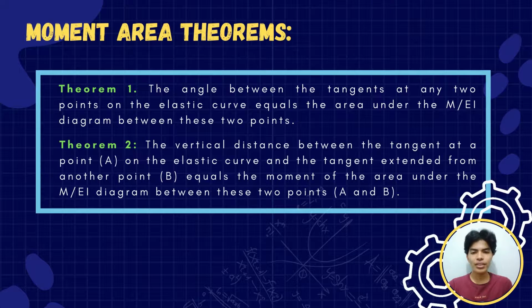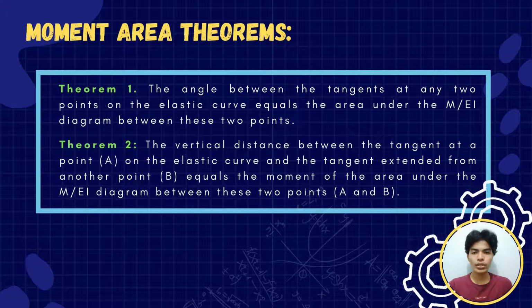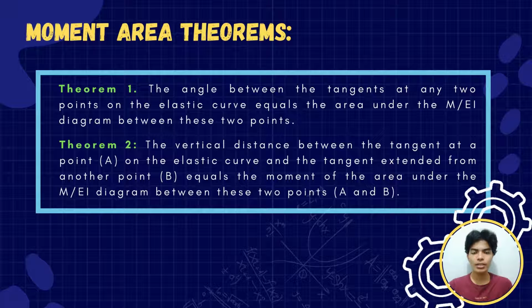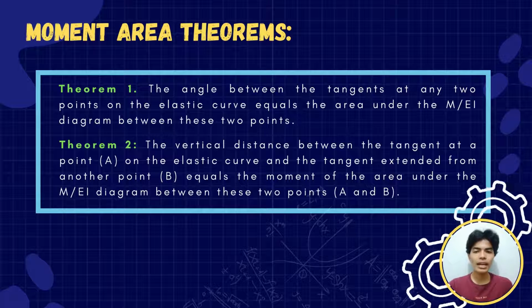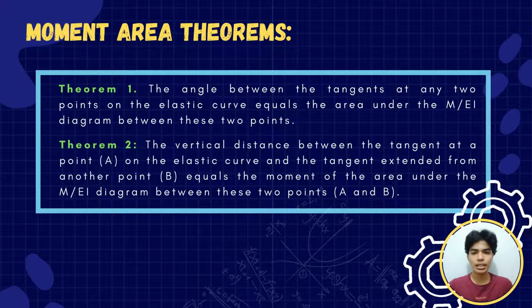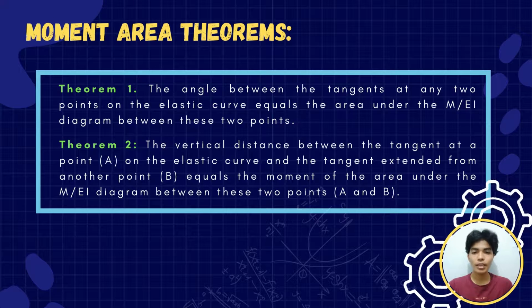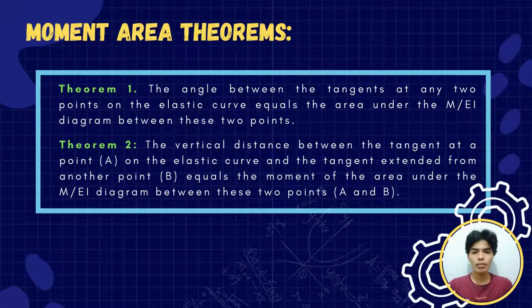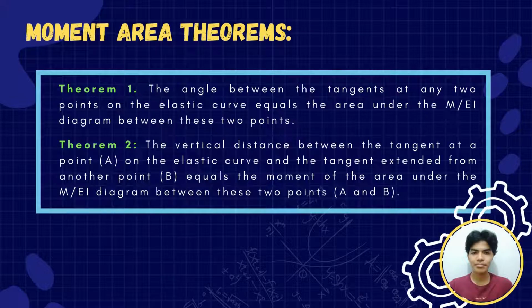The moment area method is composed of two theorems. Theorem 1 states that the angle between the tangents at any 2 points on the elastic curve equals the area under the M over EI diagram between these 2 points. On the other hand, Theorem 2 states that the vertical distance between the tangent at a point A on the elastic curve and the tangent extended from another point B equals the moment of the area under the M over EI diagram between these 2 points A and B.